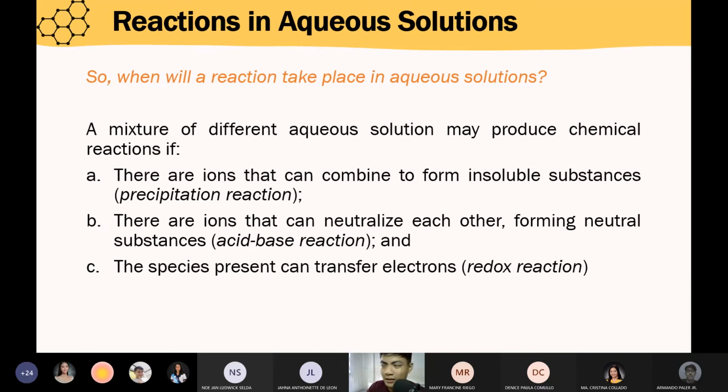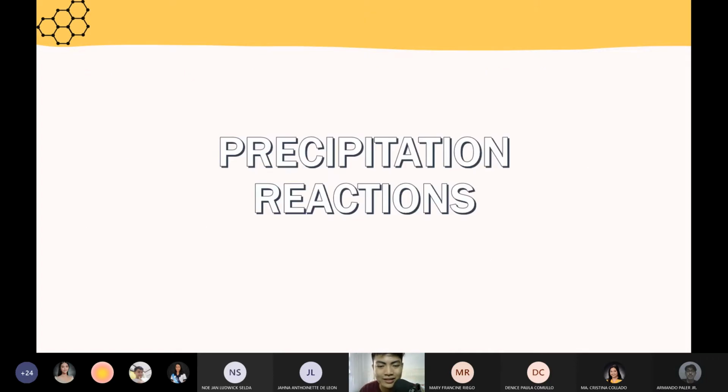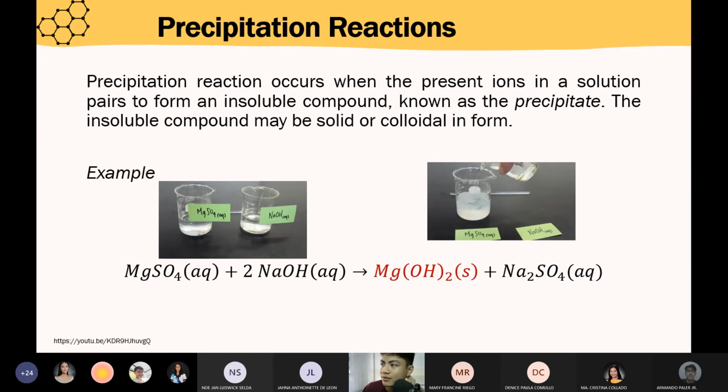Okay, I will show you a picture later. Next one, we have the ions that can neutralize each other, forming neutral substances. We call that the acid-base reaction. And then last one, we have your ionic species that can transfer electrons, that is called a redox reaction. Okay? So, yun yung mga types of chemical reaction natin. Mamit lang dyan yung isa, makikita mo yung change. So, let's begin with precipitation reaction. For precipitation reactions, basically what happens here is that you have ions that can combine to form insoluble product.